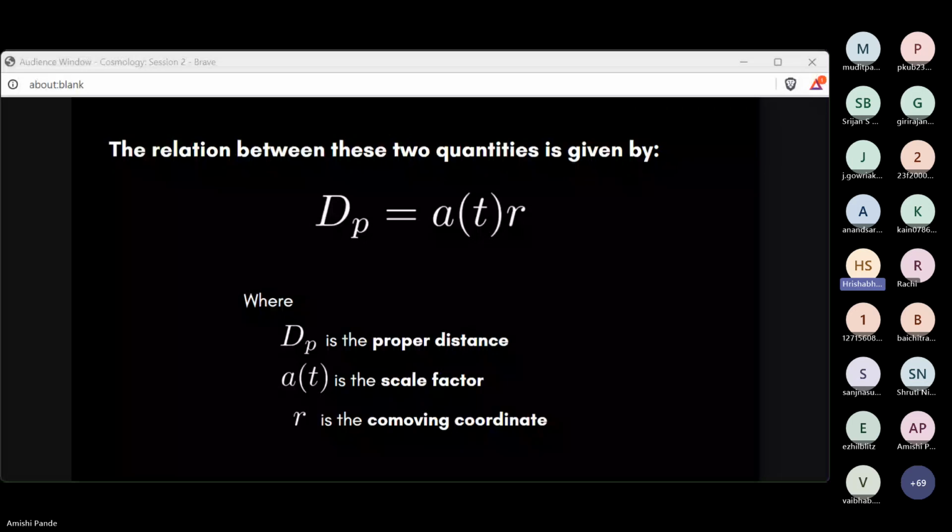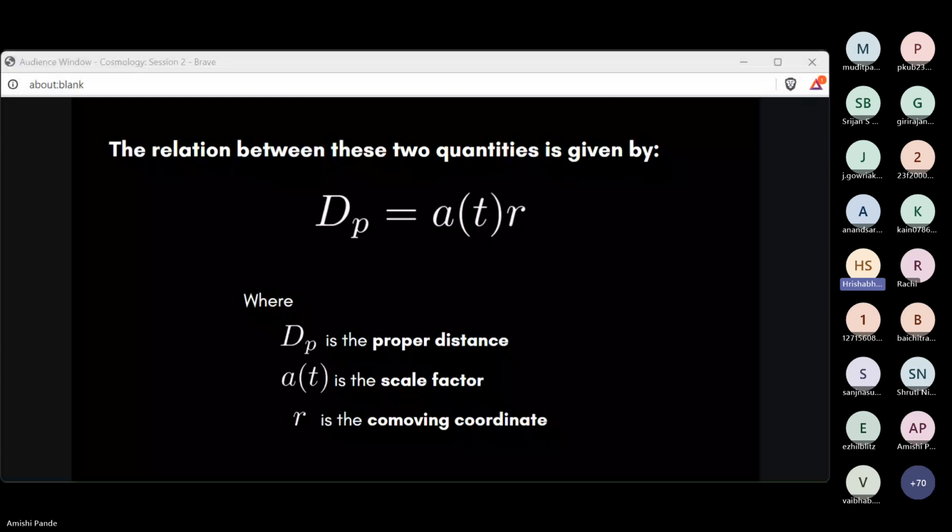So for that purpose, we define proper distance. How are we defining proper distance? Proper distance is defined by multiplying our coordinate distance, which is always constant, with the scale factor. This is the first time you are seeing the scale factor in actual use. It is because proper distance will change with time as the universe expands. Since R is not changing, it is the scale factor which keeps on changing.